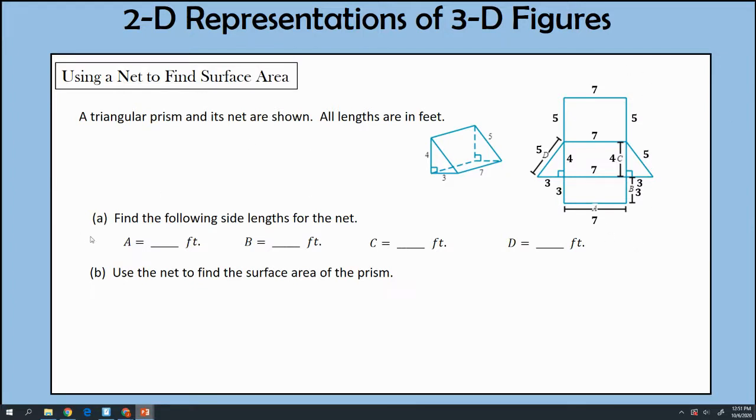All right, so I use this to answer questions. A would be a length of, right down here, 7. B is the 3. C is 4. And D is 5. And now use the net to find surface area.